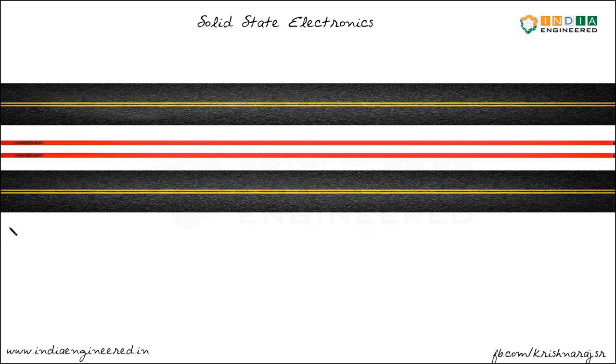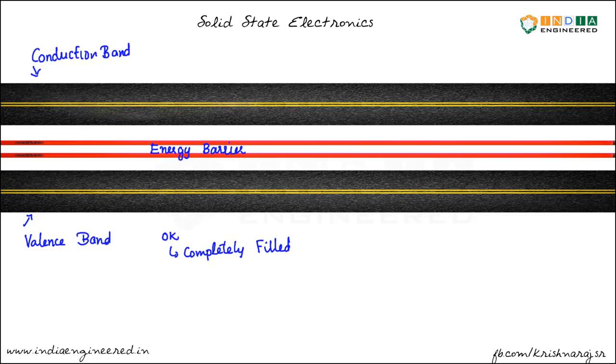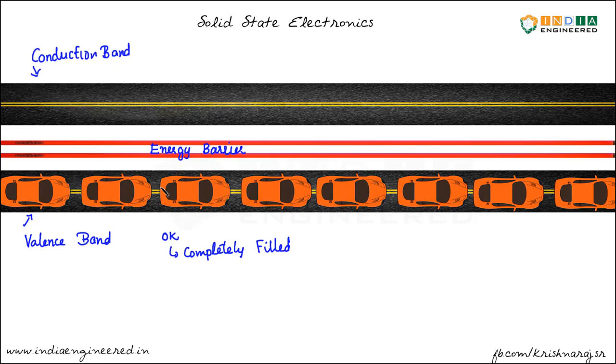So let's consider a simple analogy. Here, let's consider this rod as our valence band, this one as our conduction band, and this as our barrier, or energy barrier. Now we were talking about 0 Kelvin. At 0 Kelvin, we have said that the valence band is completely filled. The completely filled condition can be considered as a traffic jam. We have cars, which are actually charge carriers. So we consider these cars as our charge carriers.